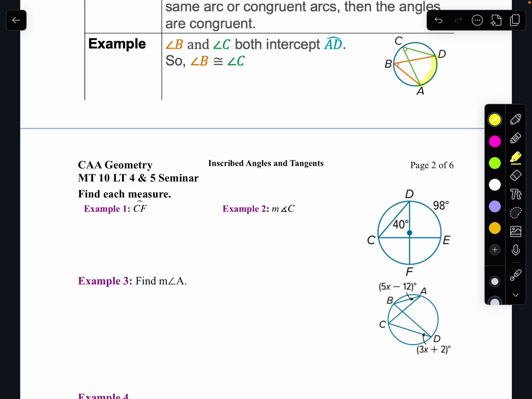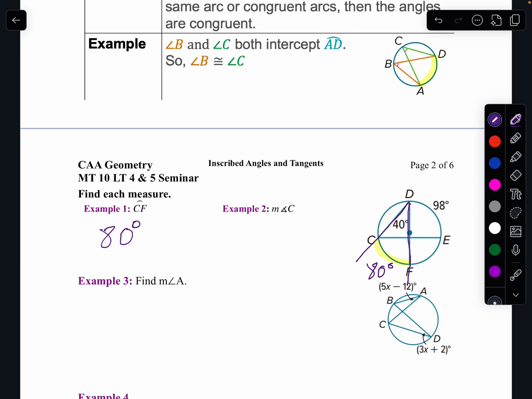So let's apply what we've just learned, or maybe not learned, but just been introduced to. I want to find the measure of arc CF on example 1. CF is twice as big as my inscribed angle. Notice if I trace angle D, it intercepts CF. Since angle D is 40 degrees, it is half of what number? Well, that'll be 80 degrees. So we know the measure of arc CF is 80 degrees.